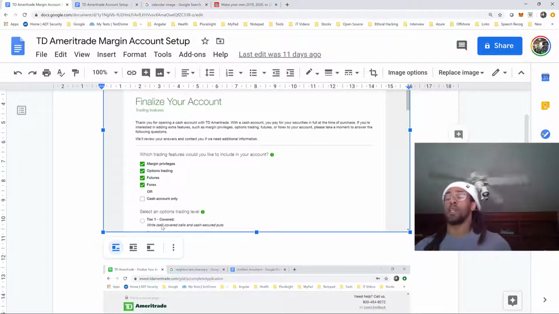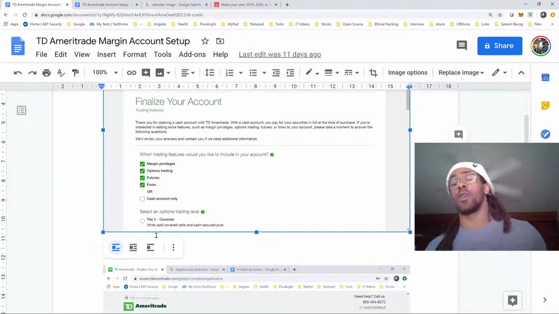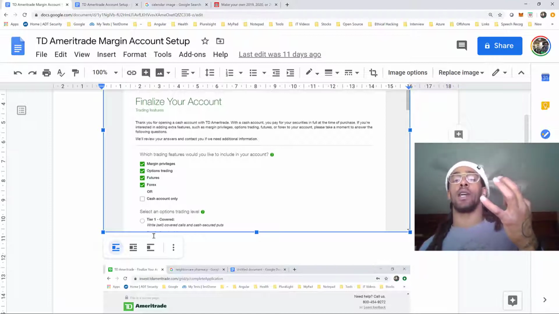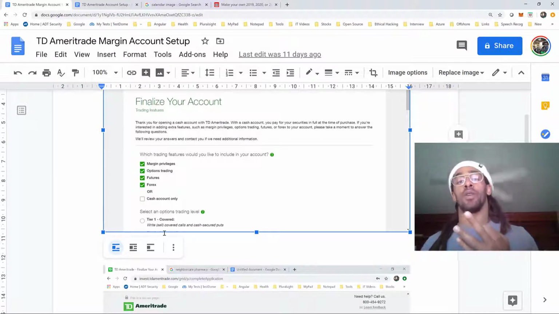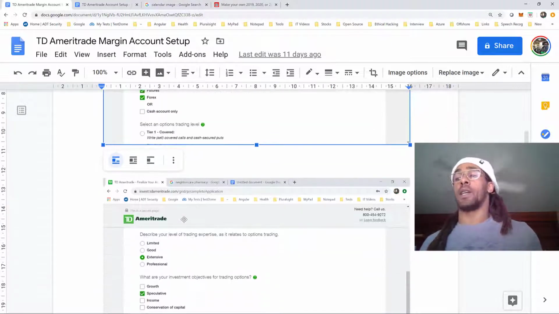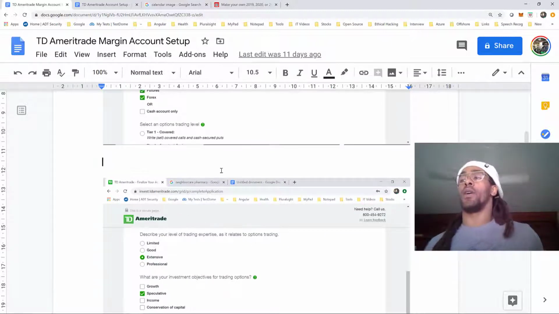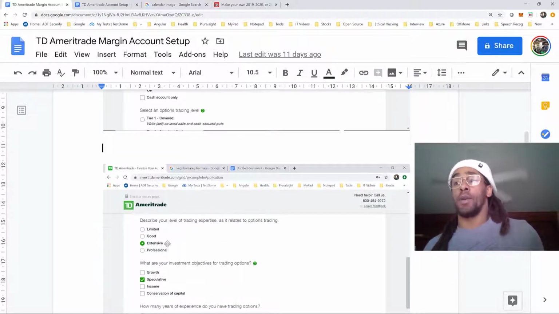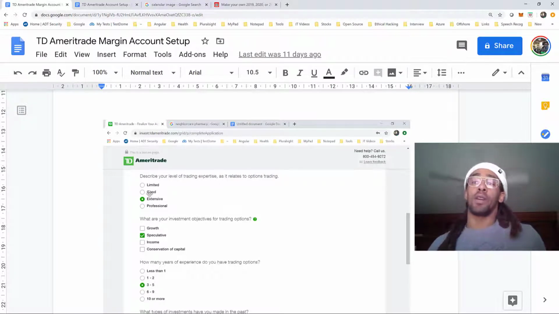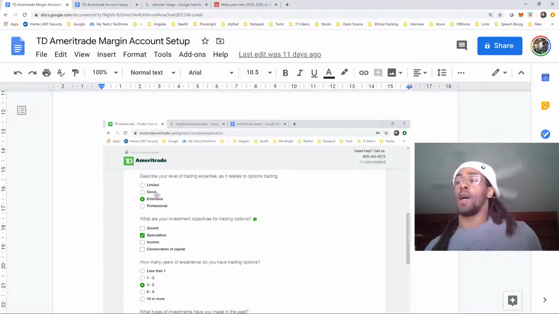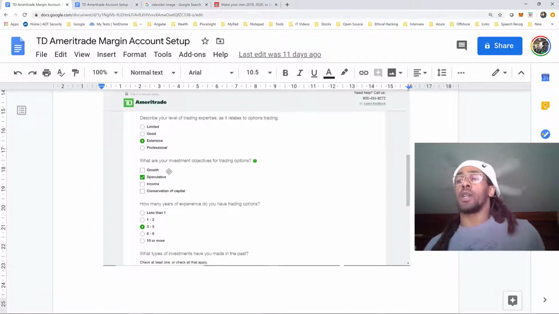It's going to ask you about your tiers. You want to have tier three at the end of the day, but they might not let you get tier three. But when you apply, you're going to apply for tier three, and that'll make sense later why you need that. It's going to ask you about your level of trading expertise. You want to put either good or extensive. It's going to ask you about your investment objectives.